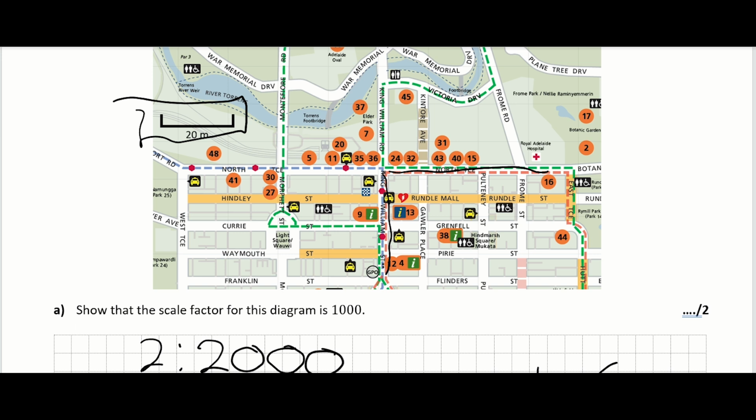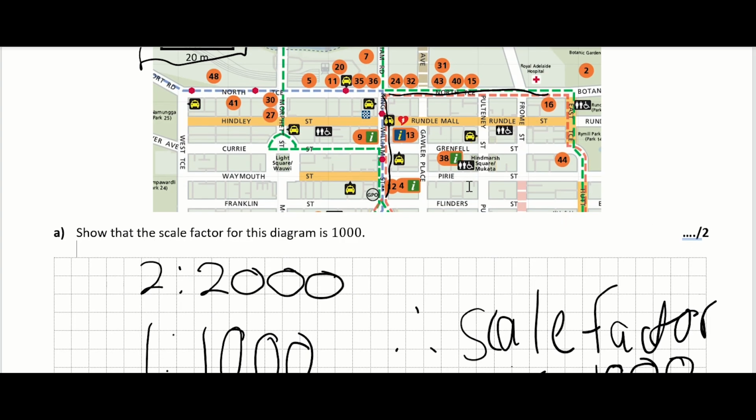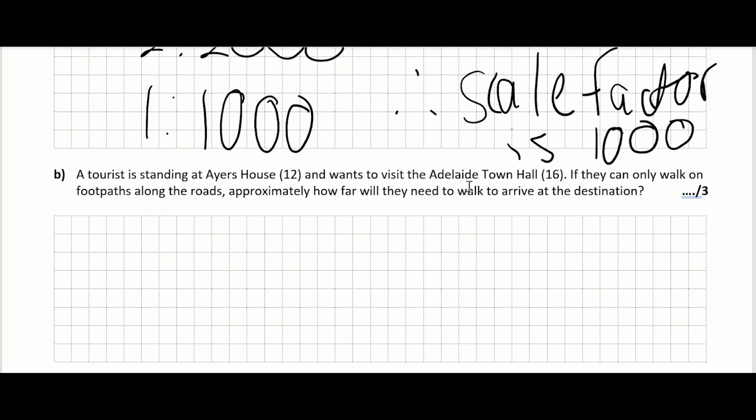You can go along these side streets if you want, and it's still going to add up the same, but just make use of your time and make sure that you do the straightforward one. And I know that it equals 7 centimeters on the page.